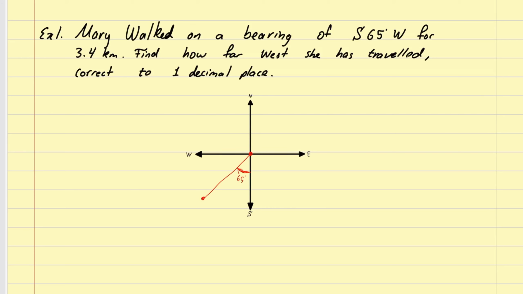And she walked on this bearing for 3.4 kilometers. So now I know that this distance is going to be 3.4 kilometers. The question's asking, find how far west she has traveled. Now, if you guys remember, west was all in this direction over here. All of this side, all of that would be the west side, right? So since all of that was the west side, I have to find how far west did she travel. So I've got to find that blue line right there because that blue line indicates that that's in the west direction from where she started.